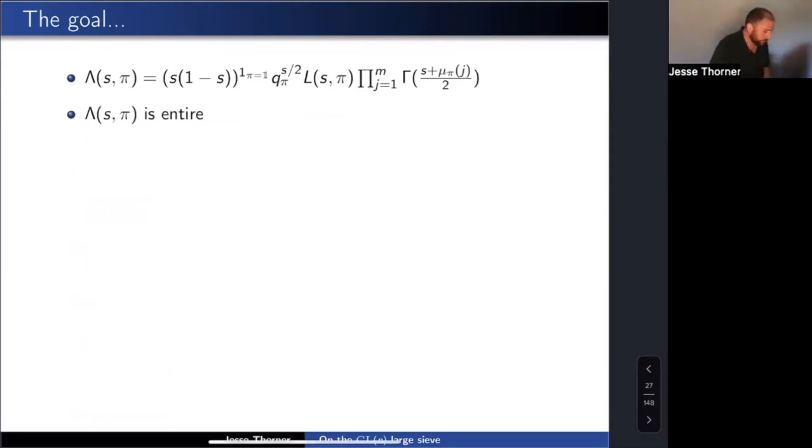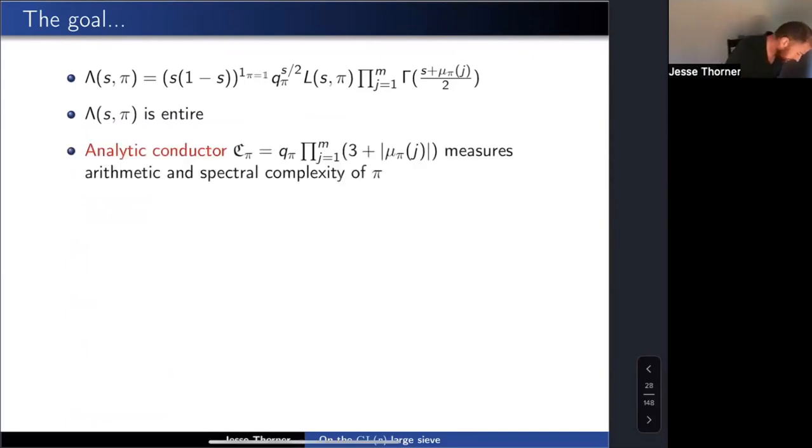All right. So we know that this completed L function, as I've given it, is entire. And it also satisfies the functional equation relating L(s, π) to L(1 − s, π tilde), where π tilde is the dual of π.